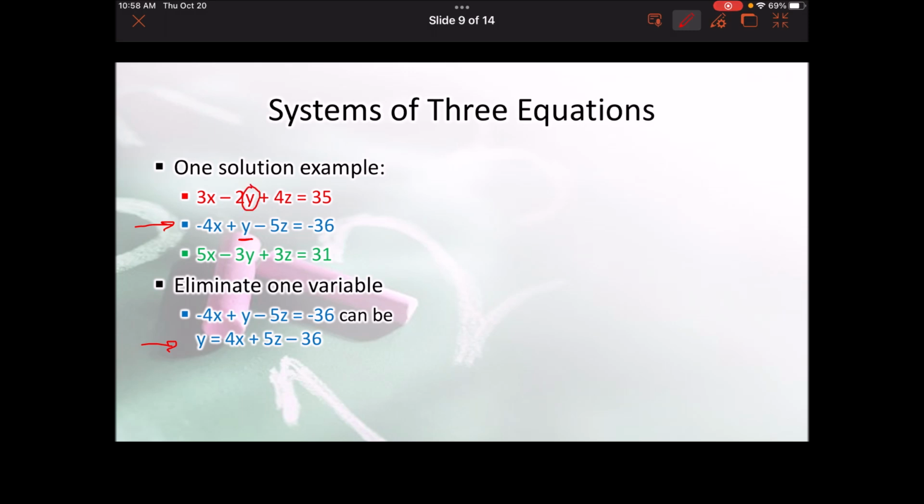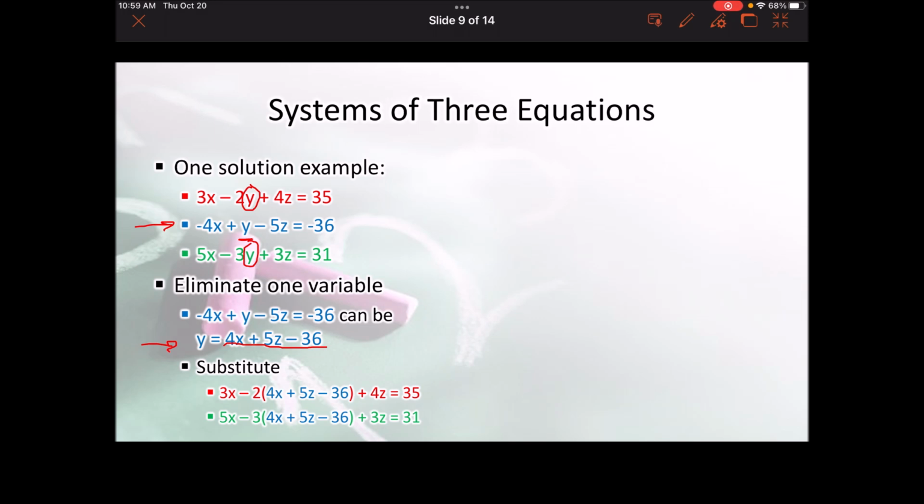Here I've got a y in my first equation, here I've got a y in my third equation. But instead of using the y, I'm going to use what y is equal to, which is this 4x plus 5z minus 36. So by using substitution, I get my red equation being what is seen, and then my green equation when I substitute in that value of y.